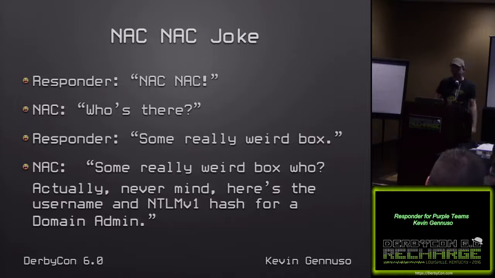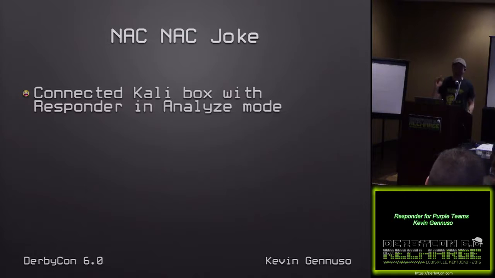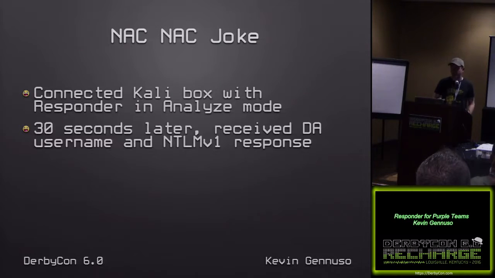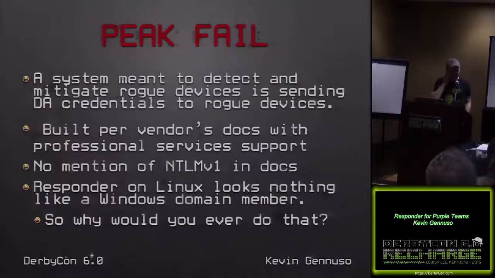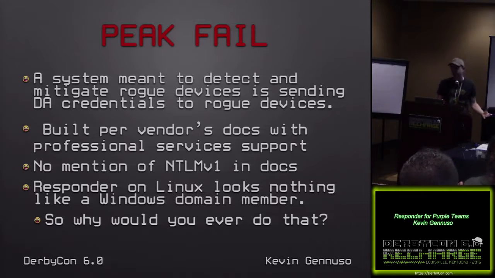So that hash is garbage. I can crack it in 10 minutes. What that really translates to is I connected a Kali box to the network with analyze mode running in Responder, and 30 seconds later I received back a domain admin username and NTLM v1 response. At this point I think we've reached peak fail, because a system that was meant to deter rogue endpoints and kick them off the network is actually being sent very highly privileged credentials, the most highly privileged credentials that you could give.